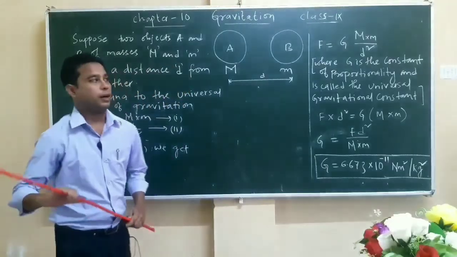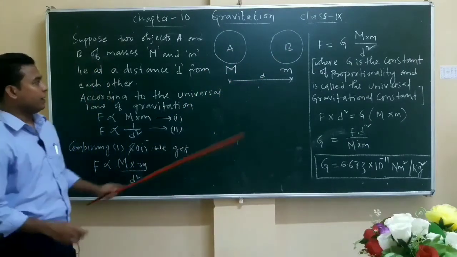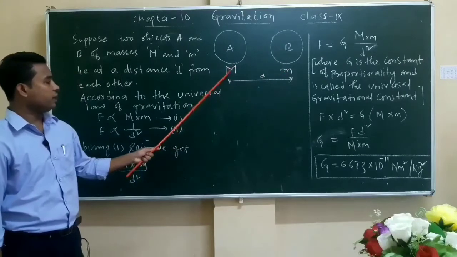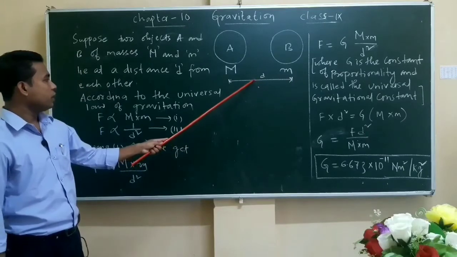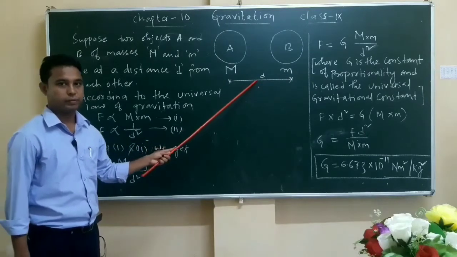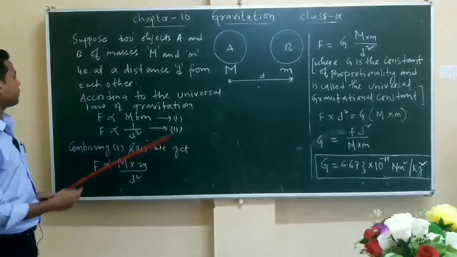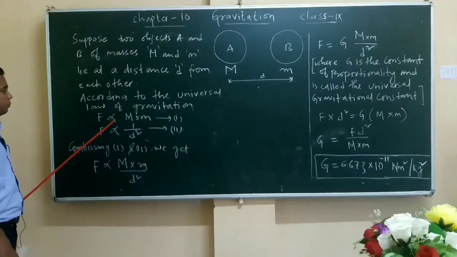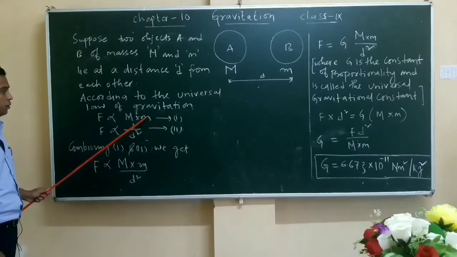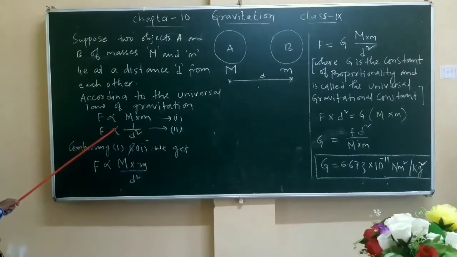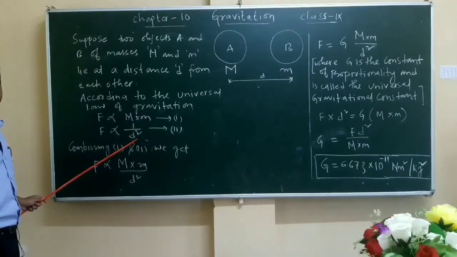Now suppose we take two objects A and B of masses M and m. One is capital letter M and the other is small letter m, and the distance between these two objects is d, small letter d. According to the universal law of gravitation, force is directly proportional to the product of their masses, that is M into m. And force is inversely proportional to the square of the distance between them, that is 1 by d square.